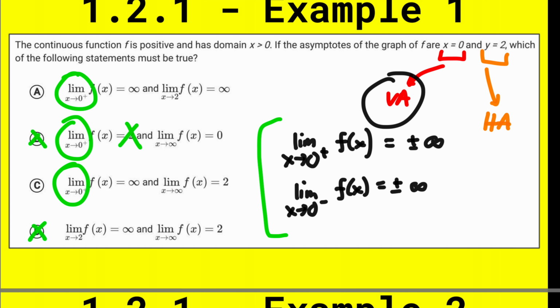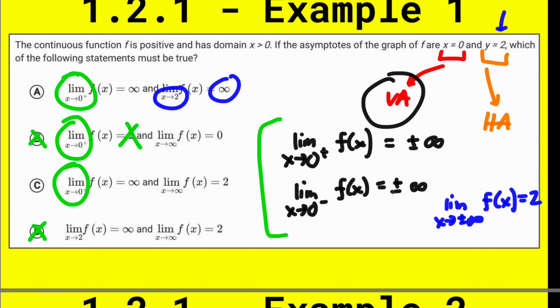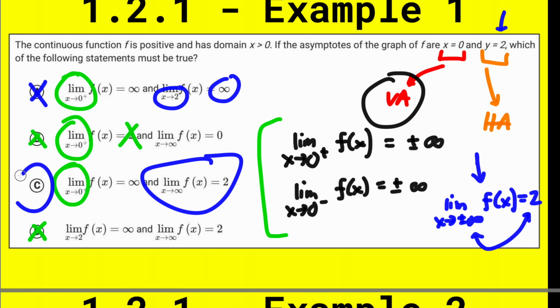We're going to do the exact same thing with y equals 2. Remember for horizontal asymptotes, it's the limit as x approaches positive or negative infinity of f of x, and this has to be equal to 2. So now we have to see, are there any values where this works? This one is approaching 2 when you get to infinity. That's the opposite of what we have. We want x approaching positive or negative infinity to be equal to 2. So it's definitely not A. This one actually shows what we just wrote here. So the answer for this one is C.